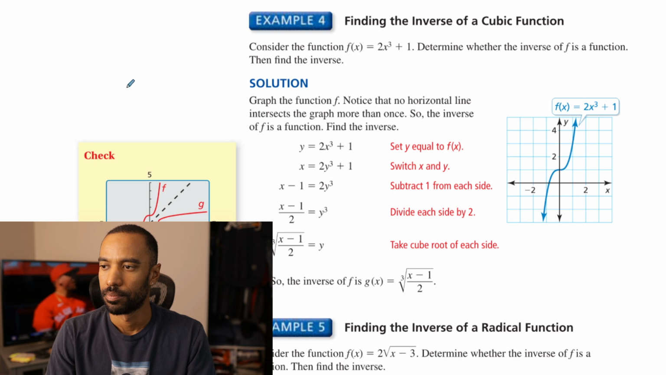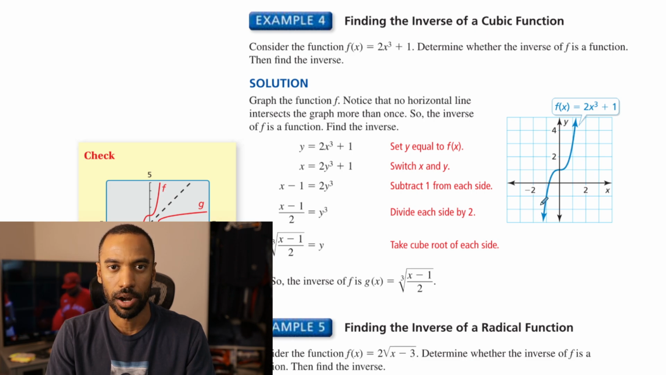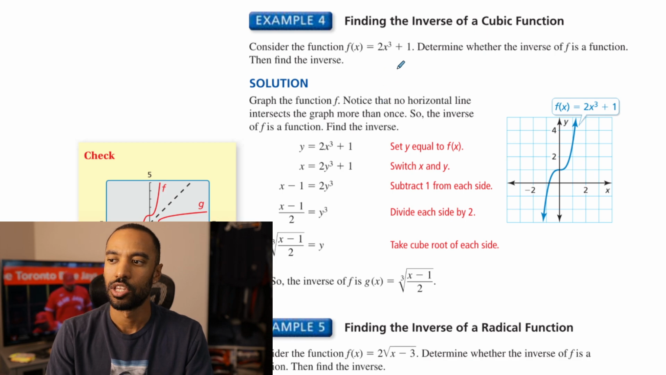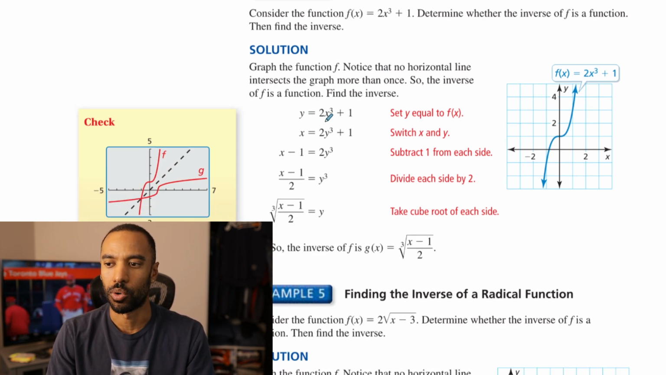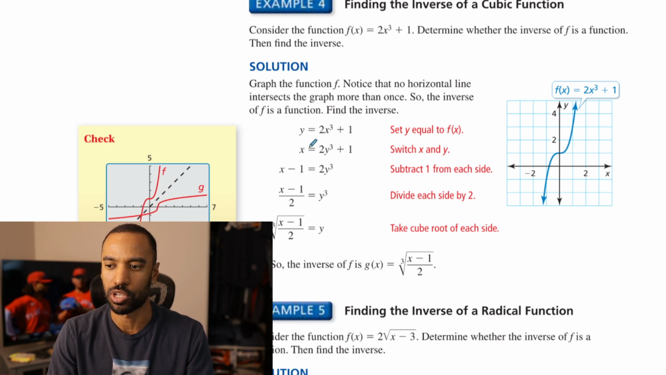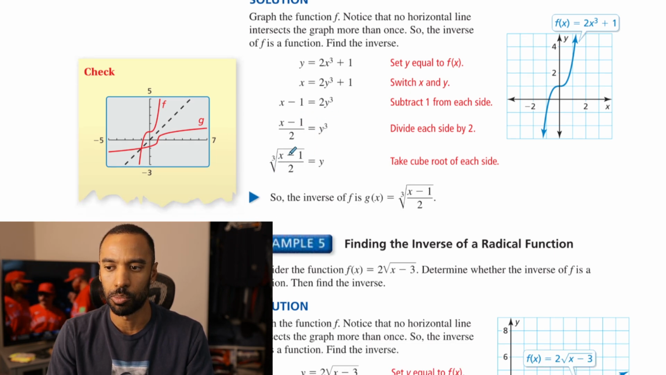Okay. Finding the inverse of a cubic function. Now, a cubic function has an infinite domain where everything would remain a function, even in passing the vertical and horizontal line tests, and so on. So we don't need to restrict its domain. In order to do this, turn f of x into y, swap x and y, and solve for y again. We subtract 1, we divide by 2, and we take the cube root of both sides.